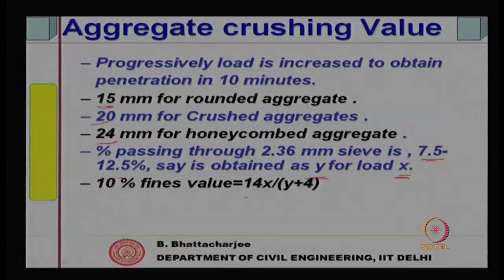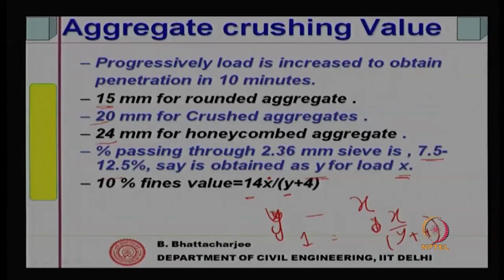Supposing you have found out 7.5% at load x. So, the 10% fine value is given by 14 times x divided by y plus 4. So, y you found out at a given load x. For y percentage the load is x, so for 1% it is x by y load, but y plus 4 is used. So, this into 14. So, that gives us the 10% fine value. So, here 10 plus 4, y plus 4 and 10 plus 4.